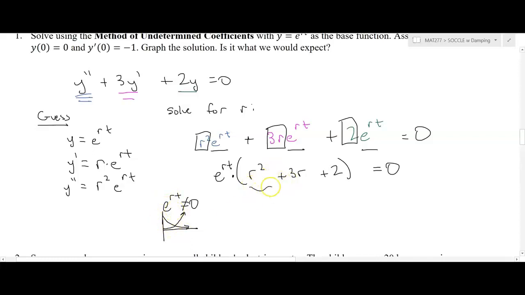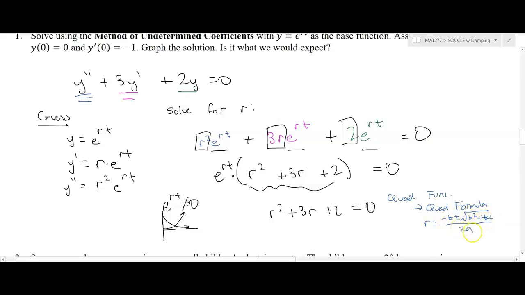So anyway, the point is the only way for this product to be 0 is if r squared plus 3r plus 2 is equal to 0. Perfect. Well, I know how to solve this. This is a quadratic function, which means I can solve it one of a couple of different ways. I can use the quadratic formula, which, recall, to solve this equation, would be negative b plus or minus the square root of b squared minus 4ac over 2a.